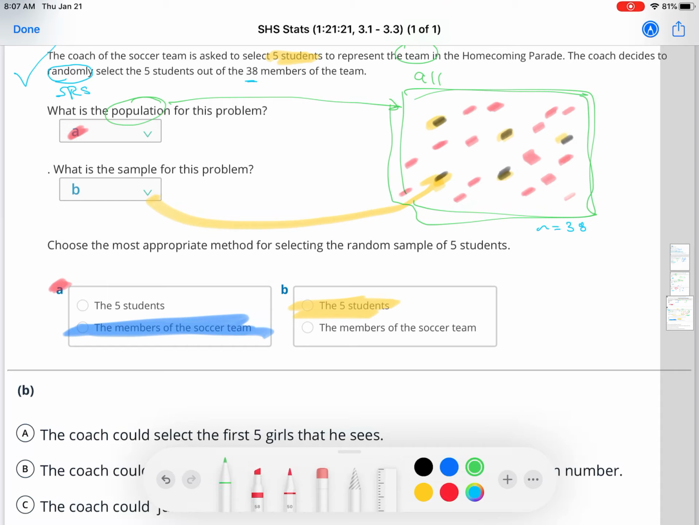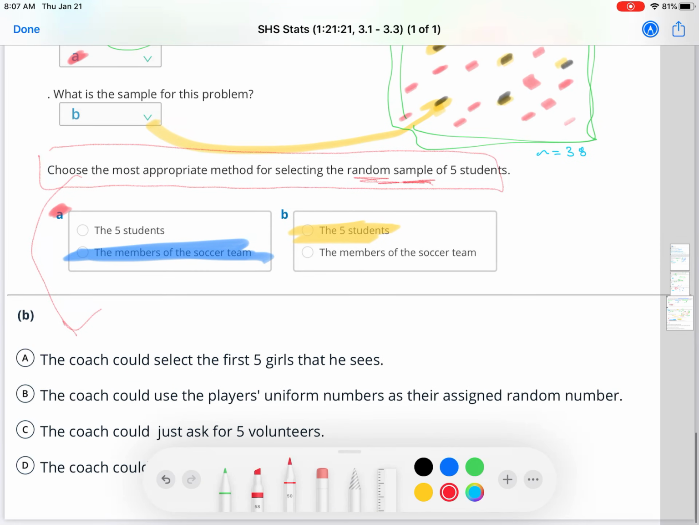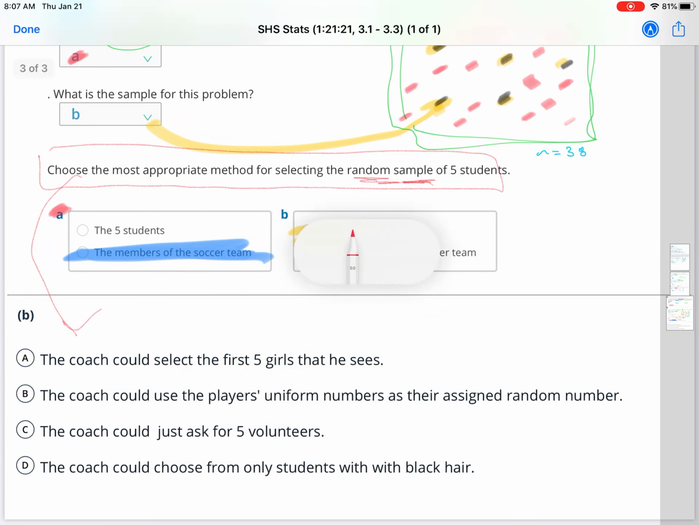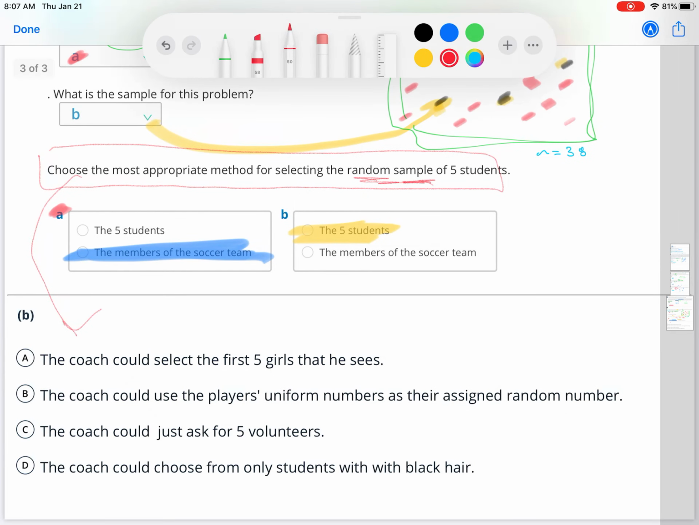Last question here is choose the most appropriate method for selecting the random sample of the 5 students, and your choices are down here. And we'll also note if we think it's a bad sample. The coach selects the first 5 girls that he sees. No, I think that's bad. That's just convenience. The coach would use the players' uniform numbers as assigned random numbers. That's good.